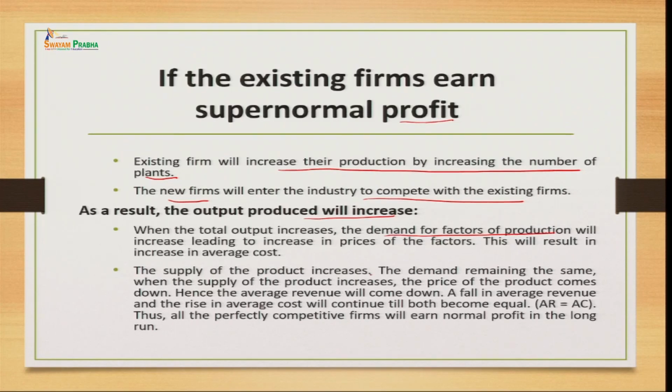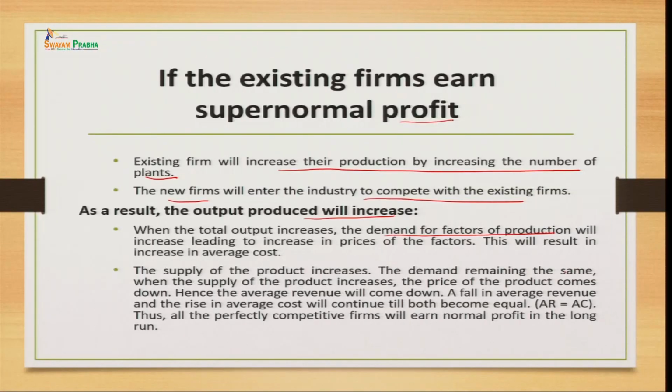So the supply of the product increases, the output will be more, so supply will again be more in the market, which is again going to reduce the price. So a double effect will be there. Firstly, your cost of production is increasing because of more output, and secondly, when there is more supply in the market, the price reduces, keeping the demand the same or with little change in demand. When supply is more, the forces work in the opposite direction and that will decrease the price. So, the demand remaining the same, when the supply of the product increases, the price of the product comes down, hence the average revenue will also come down.